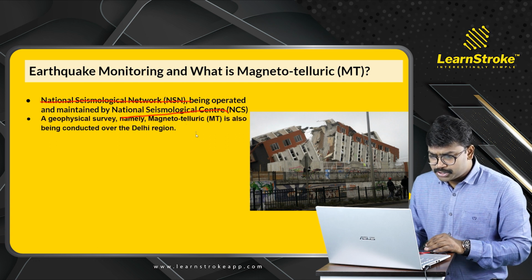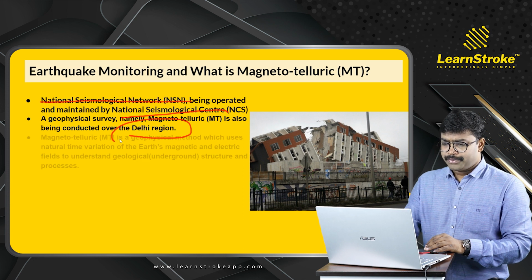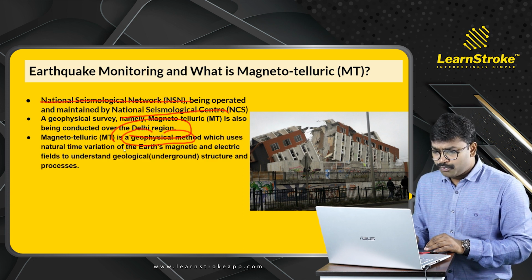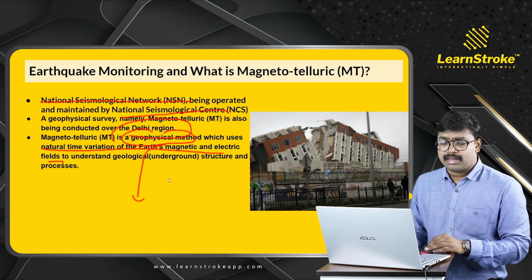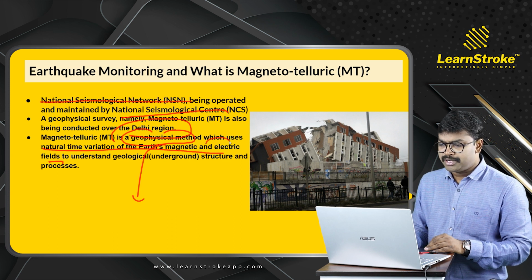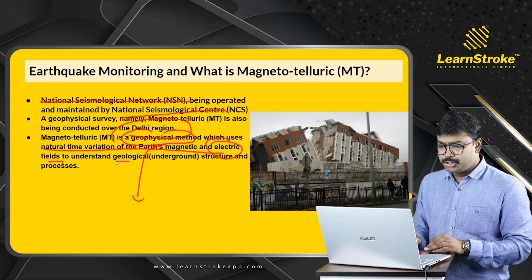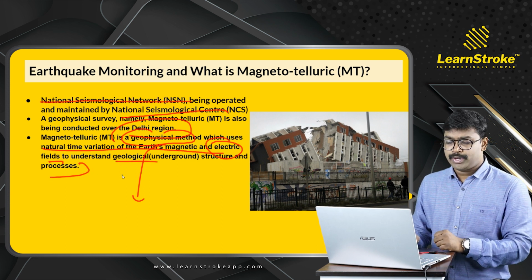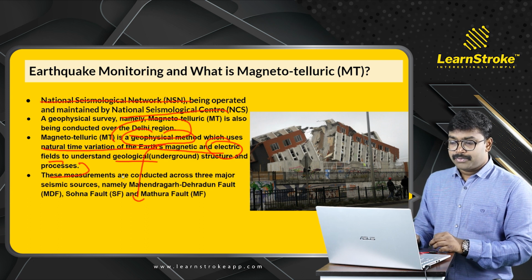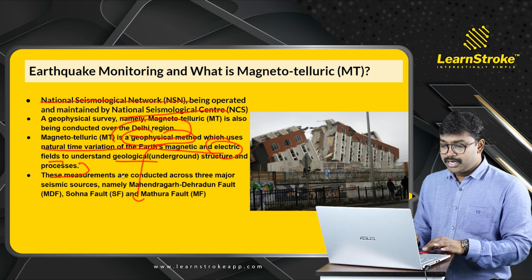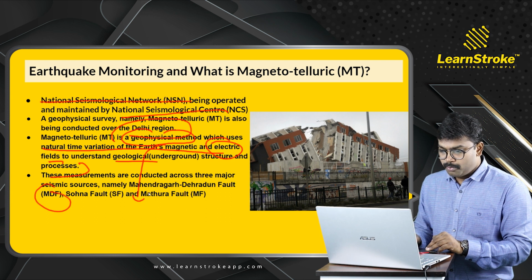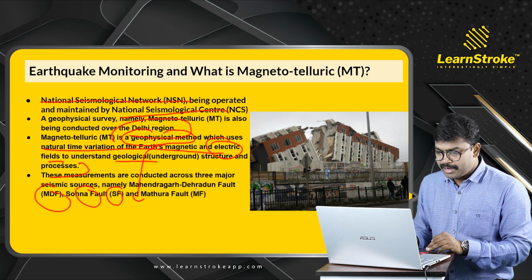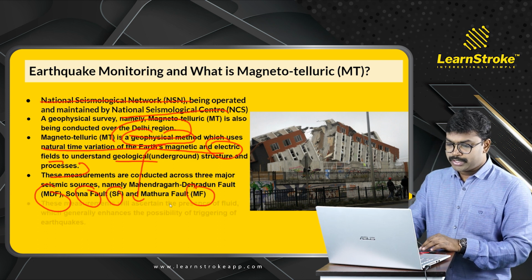And magnetotelluric is something being conducted in the Delhi region. It is a geophysical method which uses the natural time variation of the Earth's magnetic and electrical fields. That's why I said in the previous session that it's about the Earth's magnetic and electrical fields. That is very important here. You need to understand that it helps understand the geological and structural processes that can trigger earthquakes. Very important to know. In Delhi, this is conducted across 3 major seismic sources: the MDF, Mahendragarh-Dehradun fault, the Sohna fault, the SF, and the MF, the Mathura fault. So these are the regions they talk about.